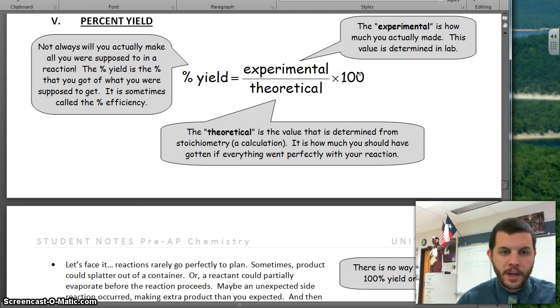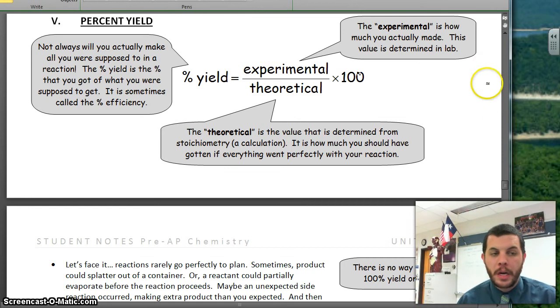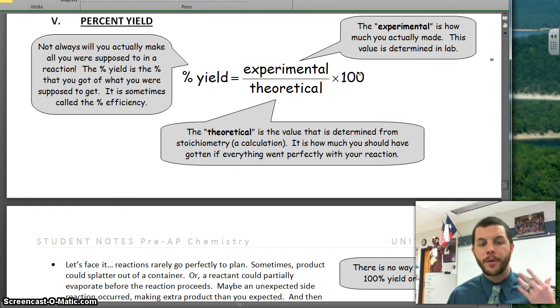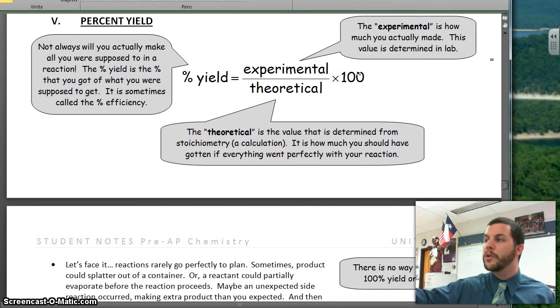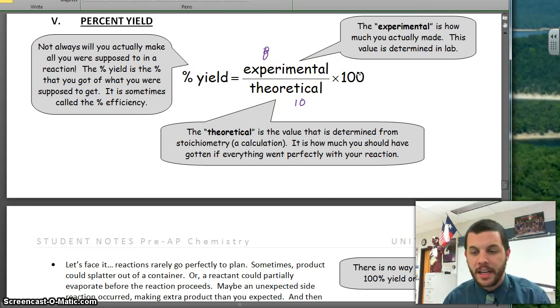Here we go again, another video, this one about percent yield. Percent yield is referring to, let's say you do a stoichiometry problem and you find out that you should make 10 grams of something, but then you do the reaction and you only get 8 grams. So you put the experimental value, the amount that you actually get, over the theoretical value, which is the amount that you calculate that you should get. You do 8 divided by 10 times 100, and you would see that that reaction would be 80% efficient, or you would get 80% yield.